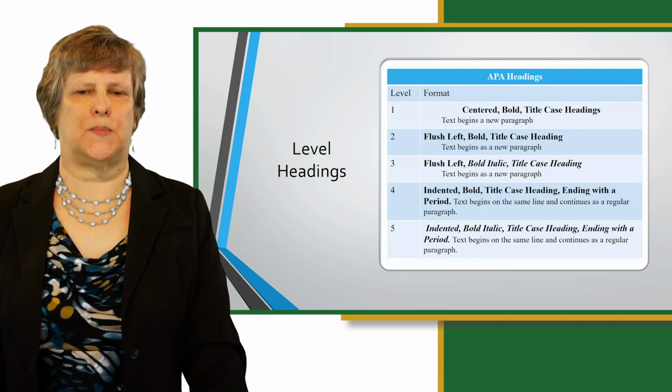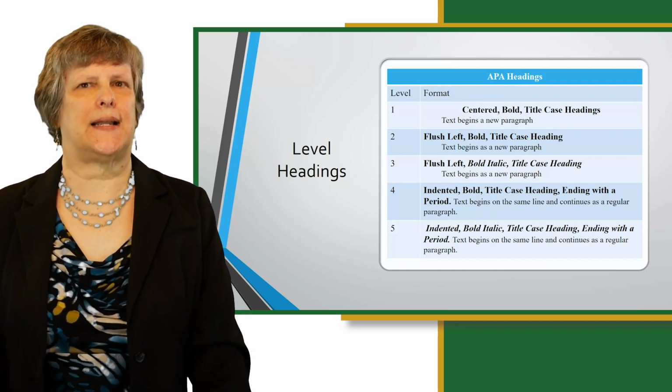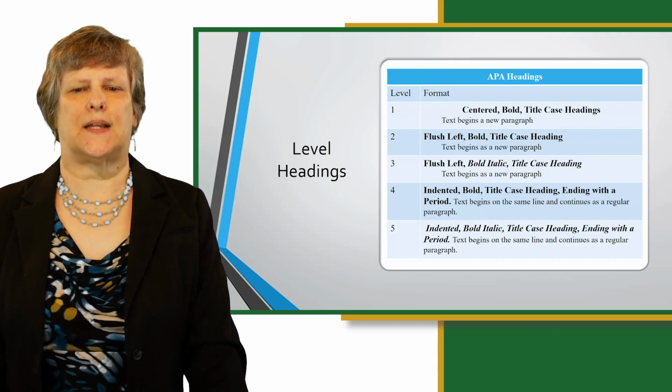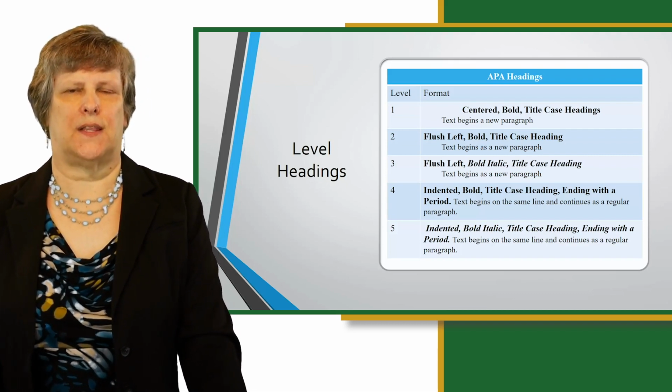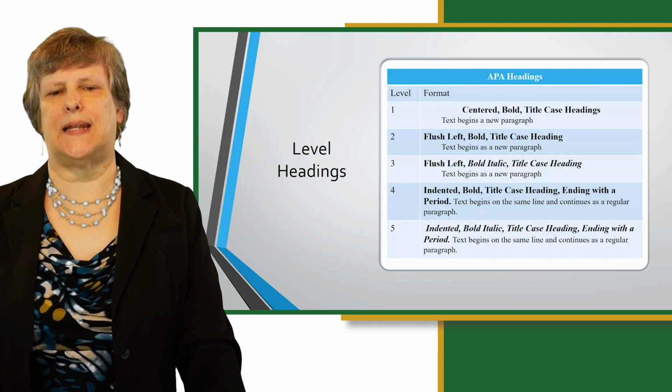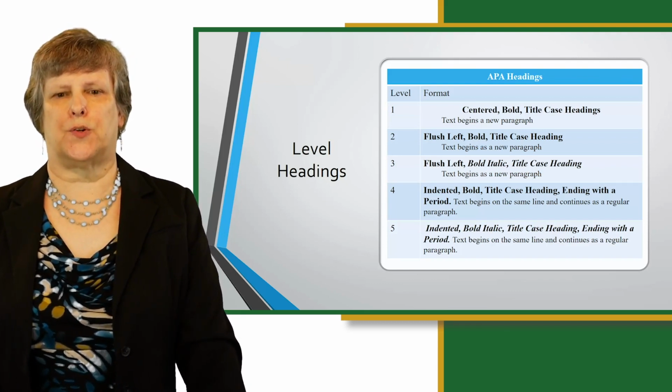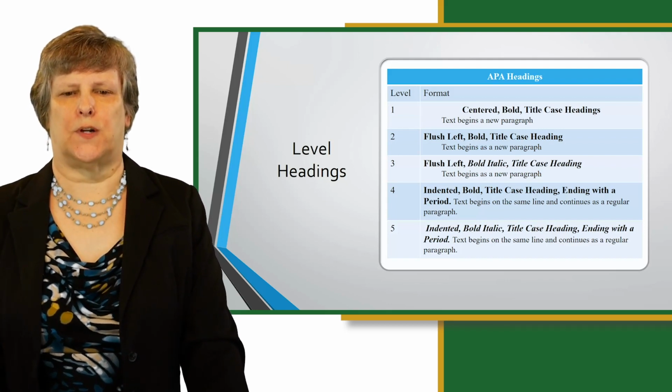Level 3 becomes a little bit different. It looks just like level 2, except it's italicized and the text begins as a new paragraph. Level 3 used to have the text beginning at the end of the heading. This is a change. If you're a doctoral student, I'll let you read level 4 and level 5.